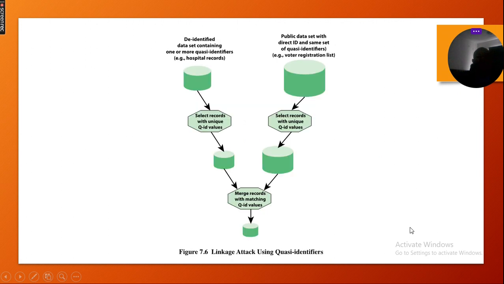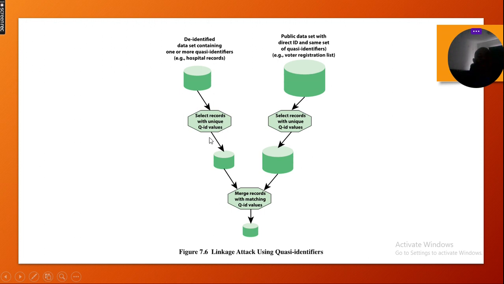Okay? Now, let's move on. Still on this, we have the identifier data set containing one or more quasi identifiers. A good example is the hospital record. This one, voter registration. Okay, this is a public data set with direct ID and the same set of quasi identifiers. It has a direct ID identification. Okay, this one is not de-identified. So the attackers will be able to match this with whatever you have here.